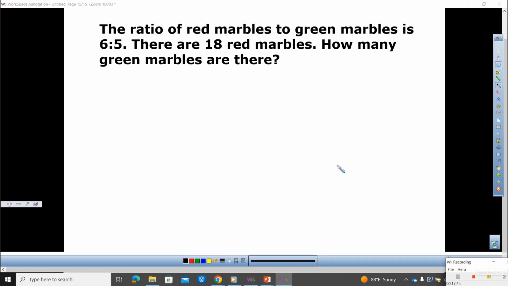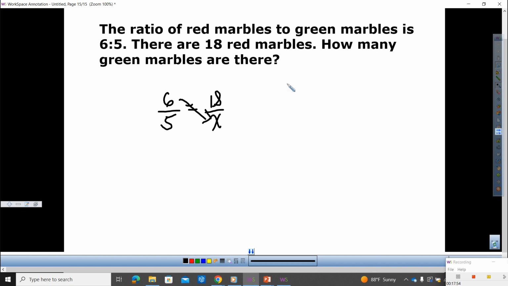All right, good sharing. Help us out, Brianna. What would be our proportion to get started with? 6 to 5 equals 18 over x. Have you got that? That is correct. Cross multiply, that is 6x equals 90.